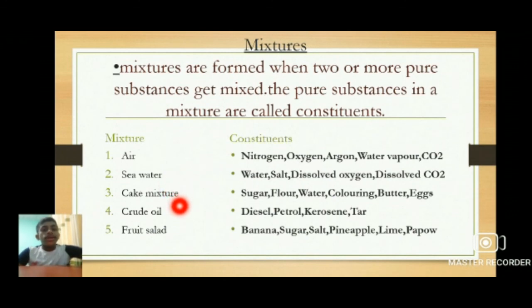Then I have here the third mixture, that is the cake mixture. The constituents are sugar, flour, water, coloring, butter and eggs. Then the fourth mixture is crude oil, the constituents are diesel, petrol, kerosene and tar. Then the last and fifth mixture is fruit salad. The constituents included in that mixture are banana, sugar, salt, pineapple, lime and apple.